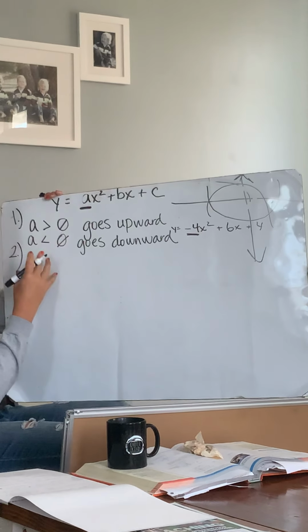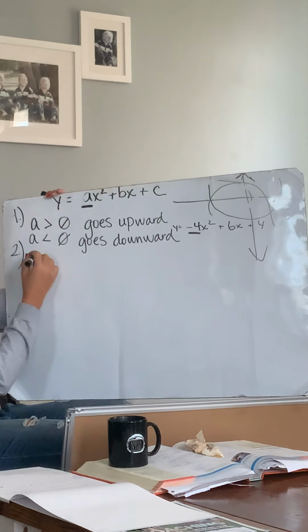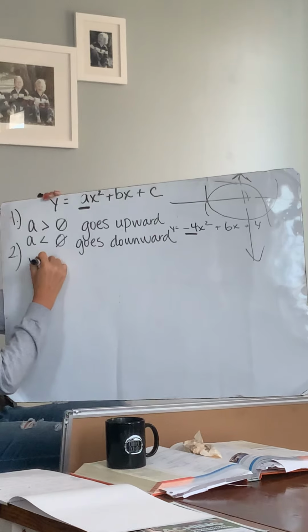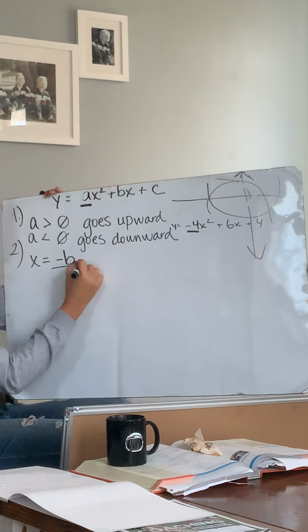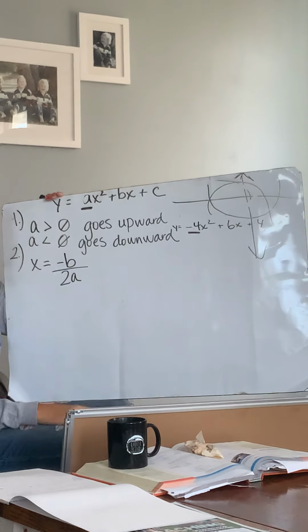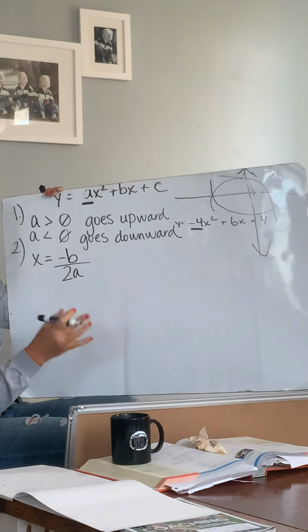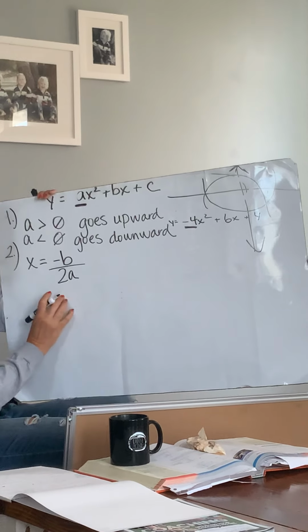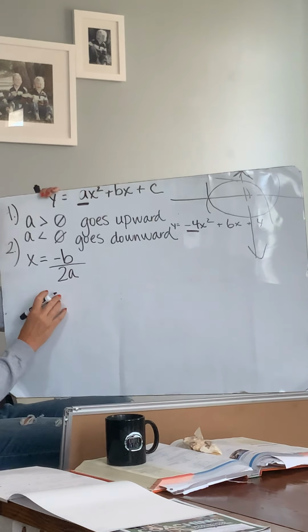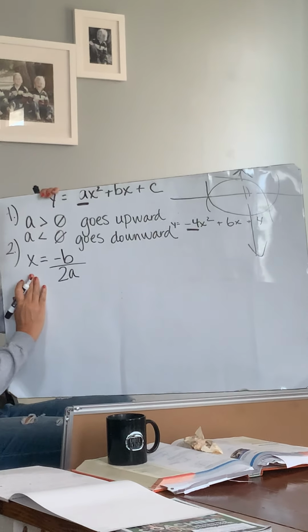So your formula for x-axis of symmetry is x equals negative b all over 2a. Sing along with me now. X equals negative b all over 2a. You need to memorize that. Okay, so that is how you find your x-axis of symmetry.